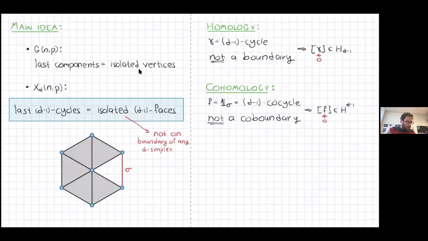Now, before we continue to the proof, it's very clear in the graph case why isolated vertices are preventing connectivity, because each vertex is a component of itself and is not connected. Why is it the case here that d-1 isolated faces are contributing extra cycles that we don't want to see? You can view it from both angles, from the homology angle and from the cohomology angle.